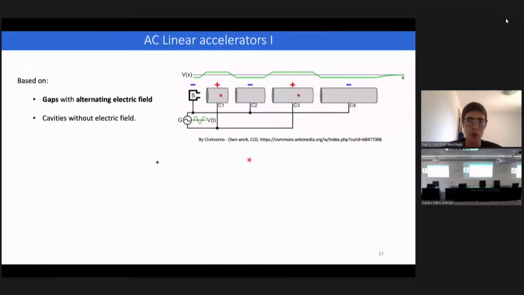So then, if we want to avoid this synchrotron radiation, we have to move to linear accelerators again. And now we are going to use gaps with alternating electric field in order to avoid these breakdowns due to insulation problems. And we will have some cavities without electric field. So our particle will always see the electric field in the correct direction. And when the electric field is changing its polarity, the particle will be inside this cavity.